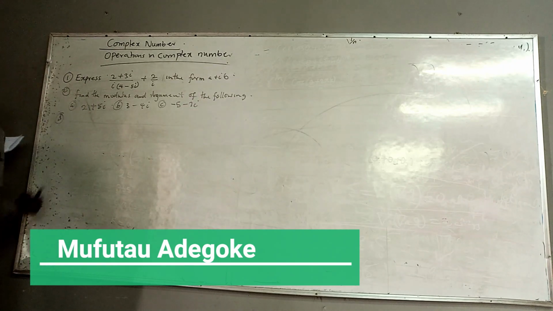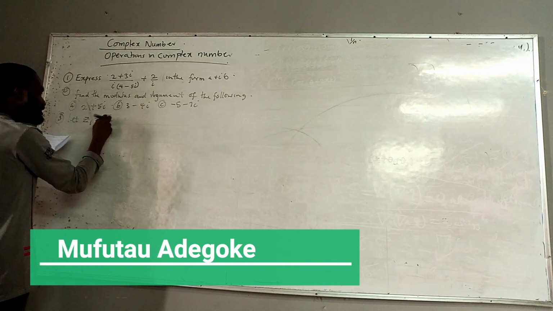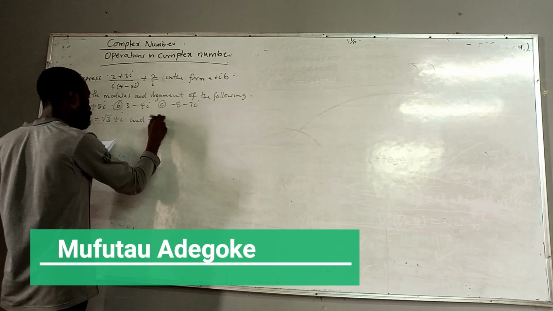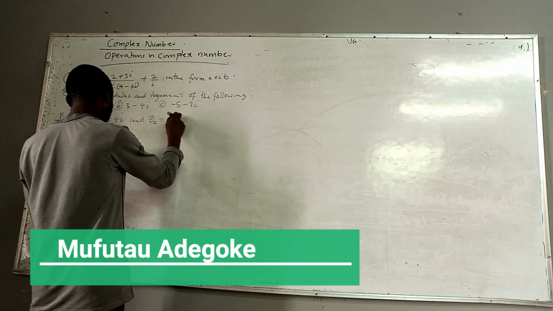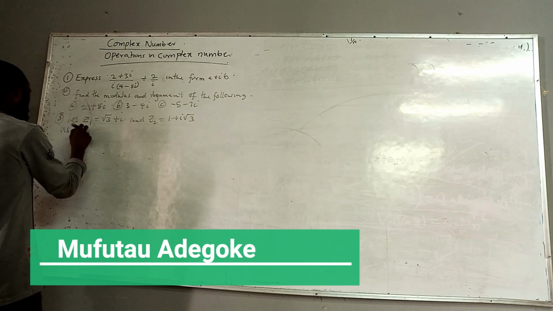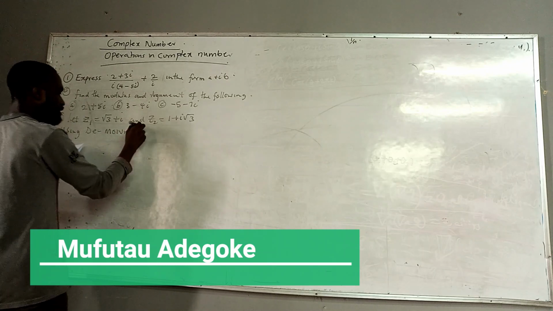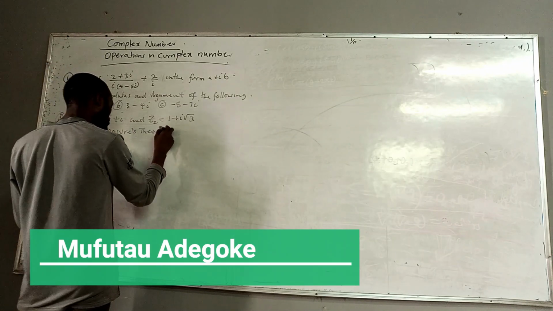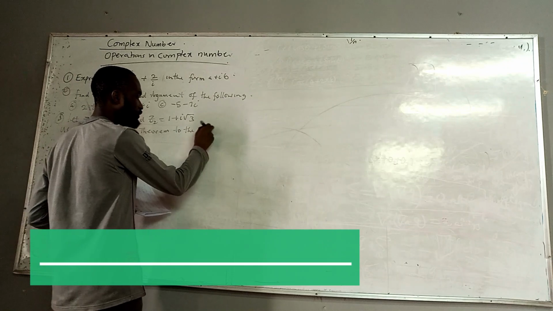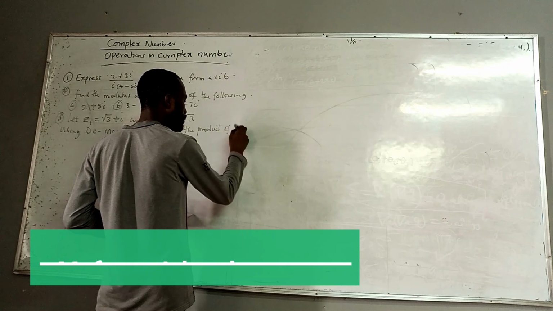The third one, let z1 equals root 3 plus i and z2 equals 1 plus i root 3. Using the Mobius theorem or law, find the product of z1 z2.